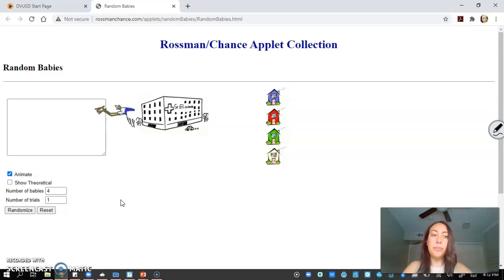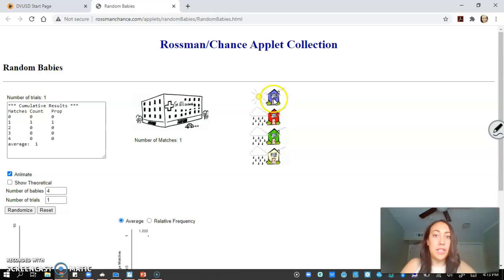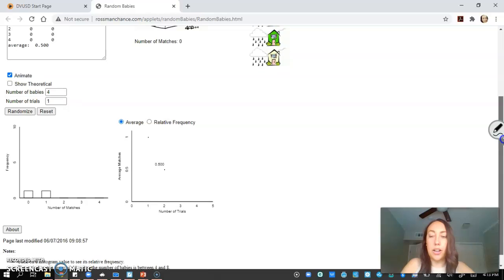Here's our stork coming in. Here are 4 babies. Let's see, only one made it. Blue baby made it. Okay, so we can keep doing trials to kind of see what happens. I'll show you another one. And this time, oh, sad day, no babies made it to their correct home.